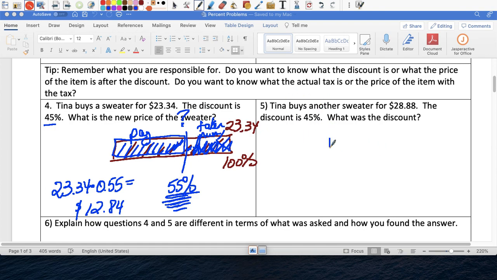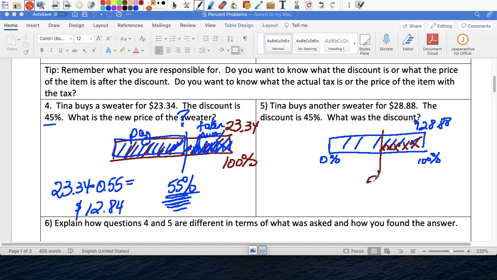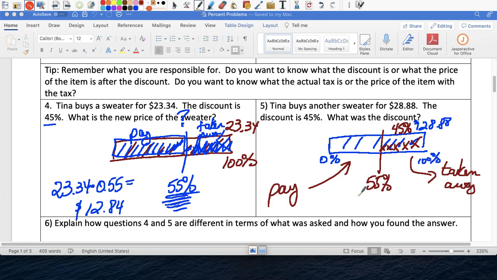Now, the next question here is very similar, but a little bit different. So here's 0%, 100%. You're currently responsible for $28.88, which is the whole thing. You have to pay for this whole thing. So the store came or you got a coupon and they took 10, 20, 30, 40, 45. Same thing as the last question. This you pay. This was taken away from you, so the 45% was taken away from you. Let me write 45% here. This was taken away from you, and this 55% that's left over, you have to pay.